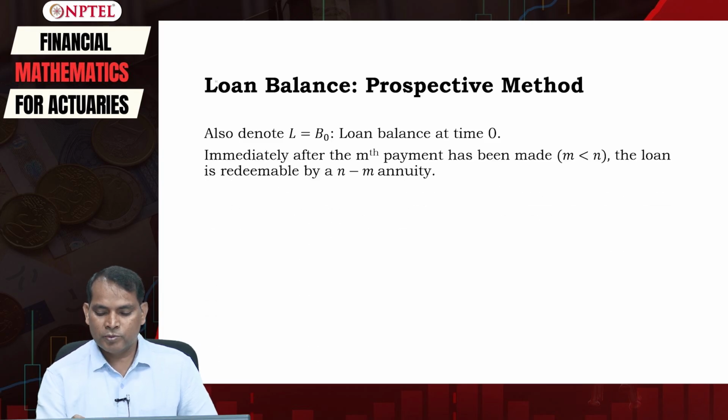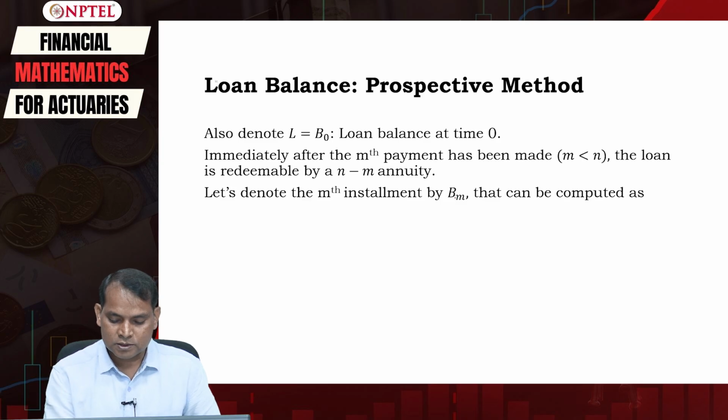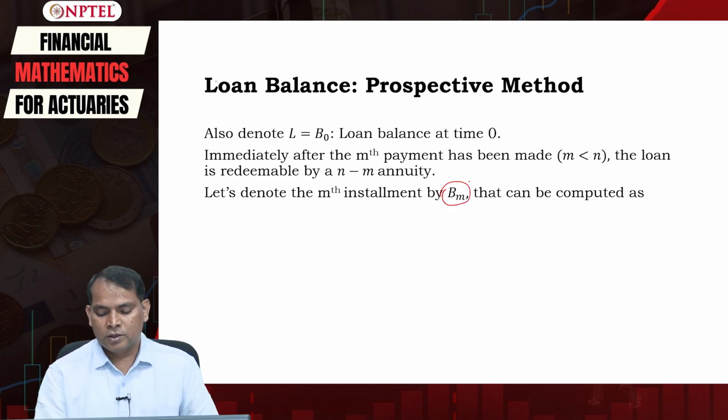Immediately after the mth payment has been made, where m is less than n, the loan is redeemable by an n minus m annuity. Suppose we compute the loan outstanding balance at the period m, that is Bm. So Bm is the loan outstanding balance at the mth period, or simply the outstanding balance at time m.